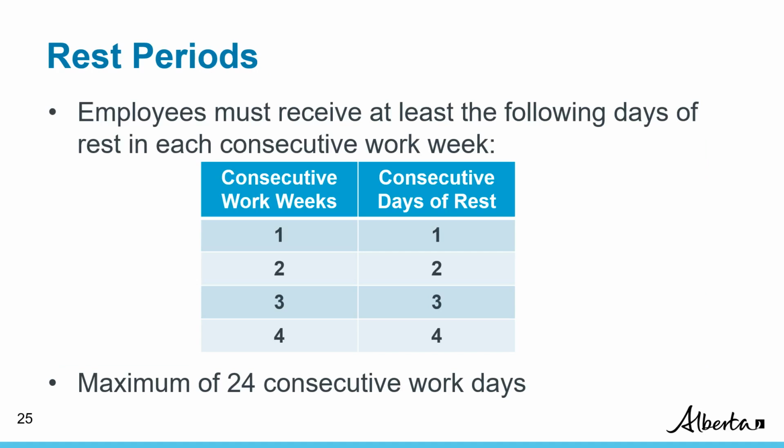As you can see on the chart on the slide, the number of work weeks and required rest days can be combined. Employees must receive at least 1 day of rest in each consecutive work week, or 2 consecutive days off in 2 consecutive weeks, and so on. However, if an employee has worked 24 straight days, they must receive 4 consecutive days off, unless a variance or exemption has been granted.